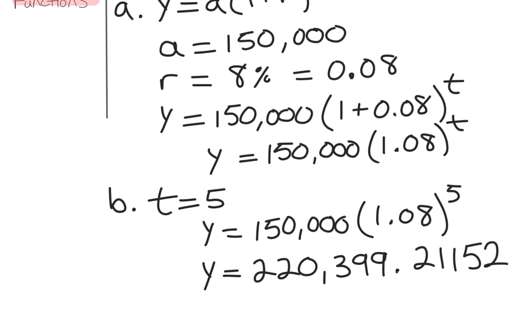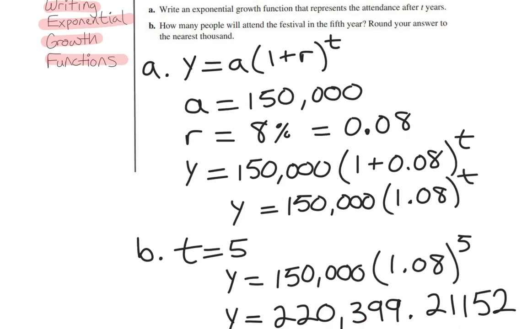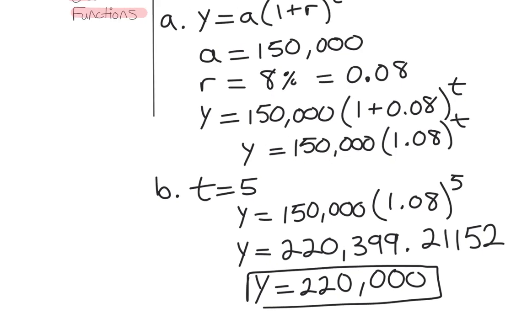220,399.21152. Back up at the question up here, it says how many people in the 5th year? Well, we found that, but we can't have decimals for people. And it also asks us to round our answer to the nearest 1,000. Okay, so this is the ones, the tens, the hundreds. This is the thousands. So to round to this number, we look to the number before. Is that number bigger than 5? No. 3 is not bigger than 5. Therefore, we will round down, and we have 220,000 people after 5 years will attend this music festival.